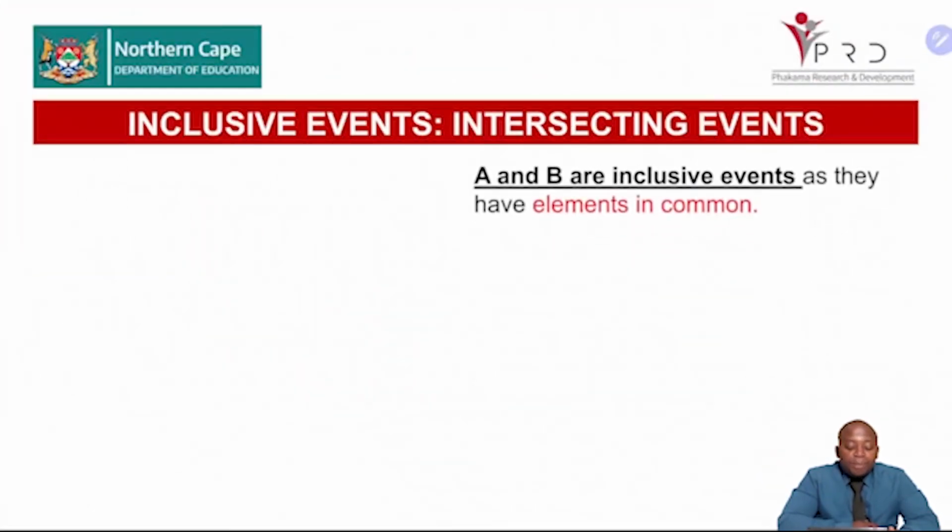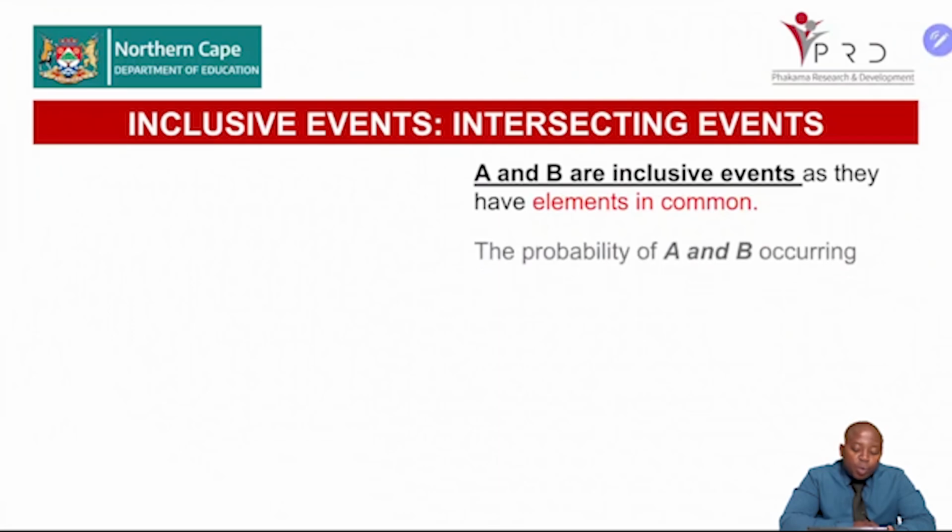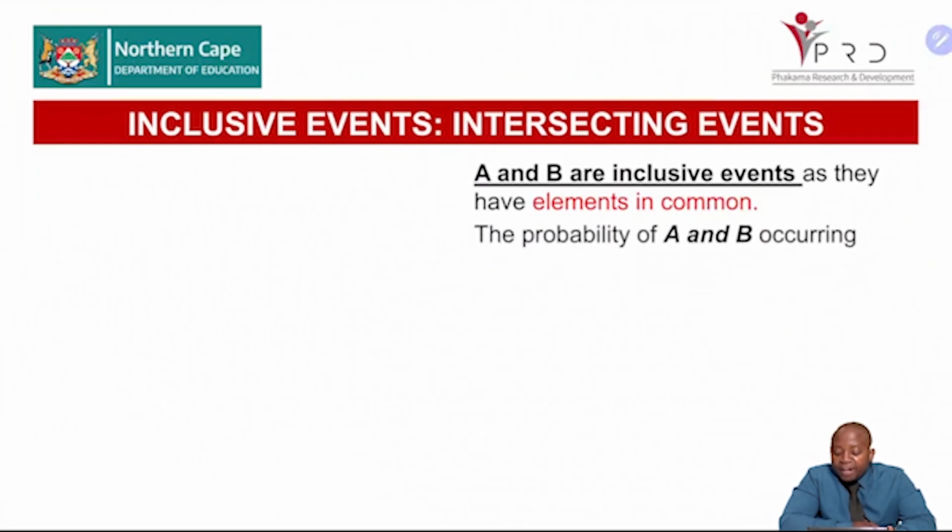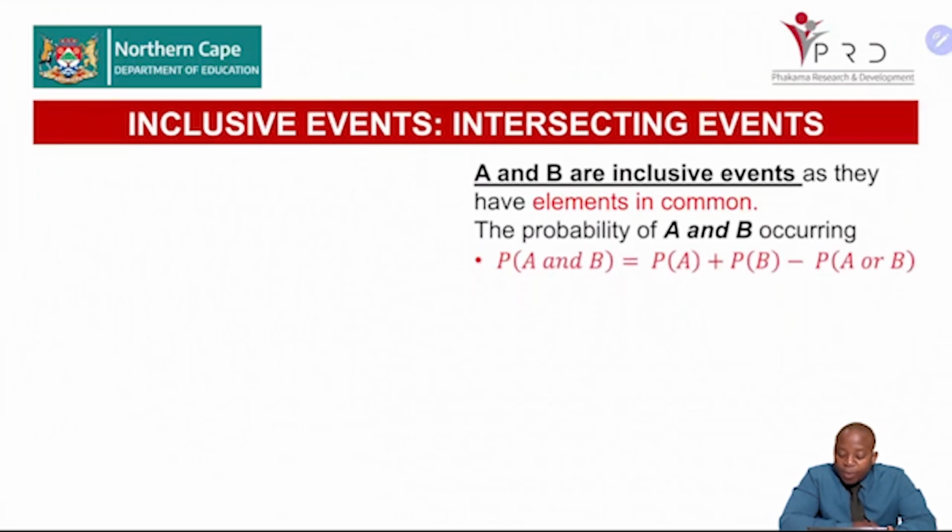And we are going to start by looking at inclusive events. What are inclusive events? Inclusive events are intersecting events. A and B are inclusive as they have elements in common. That means the probability of A or B occurring, we are going to calculate using the addition rule, which says P(A or B) equals the probability of A plus the probability of B minus the probability of A and B. Remember, the addition rule is stipulated nicely there for us in our formula sheet.